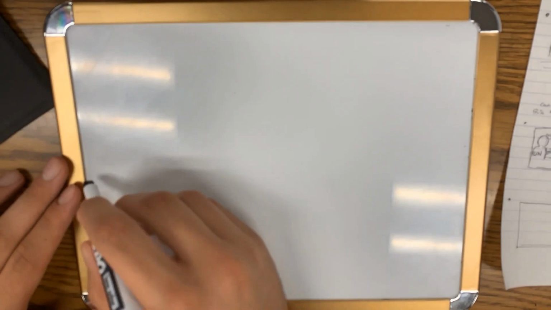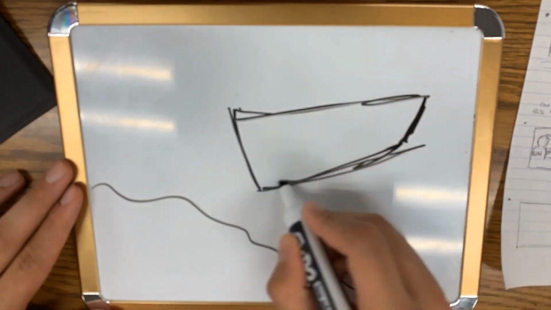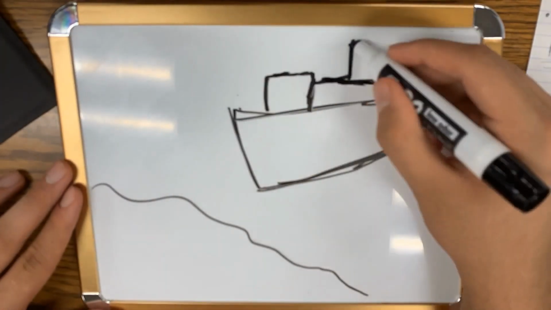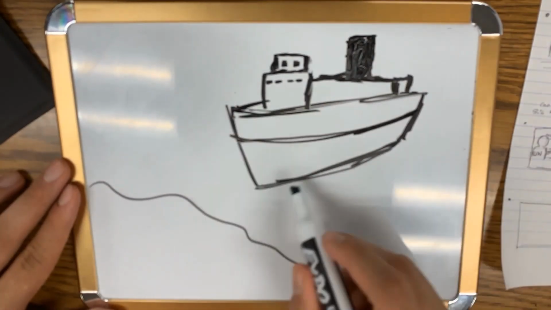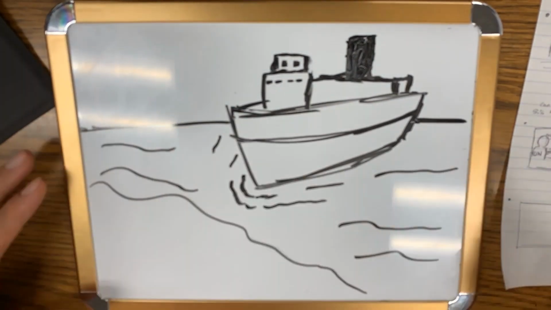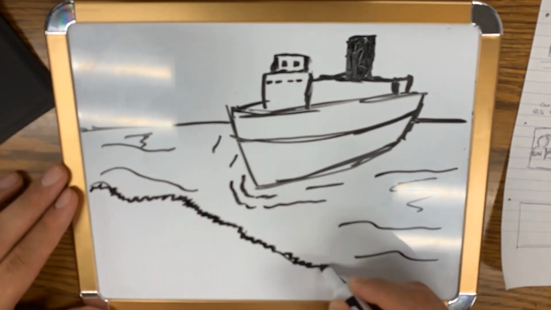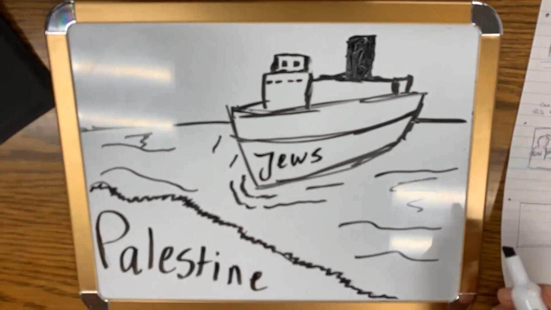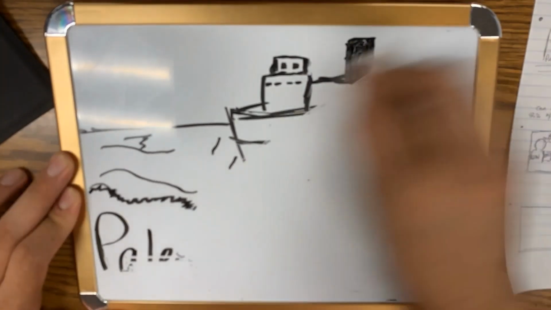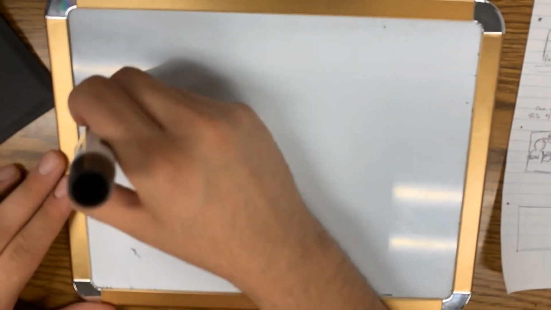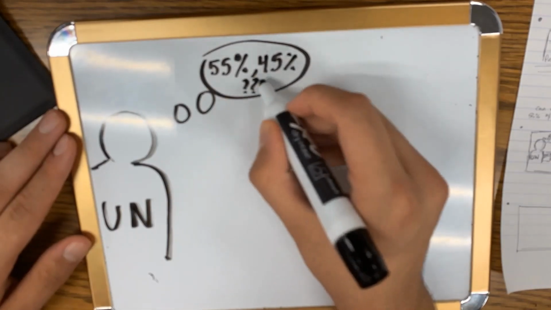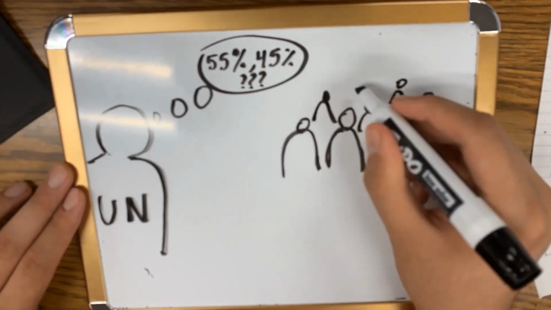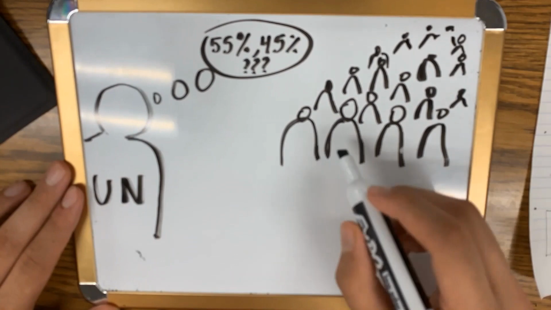Between 1920 and 1948, Jewish immigration from Europe to what was called Mandatory Palestine was highly controlled, but began to increase. By 1947, the Jewish population had increased to 33% of the total population in Palestine. The United Nations proposed that 45% of the land would be owned by Palestine, and 55% would be owned by the Jews. But Palestine disagreed.